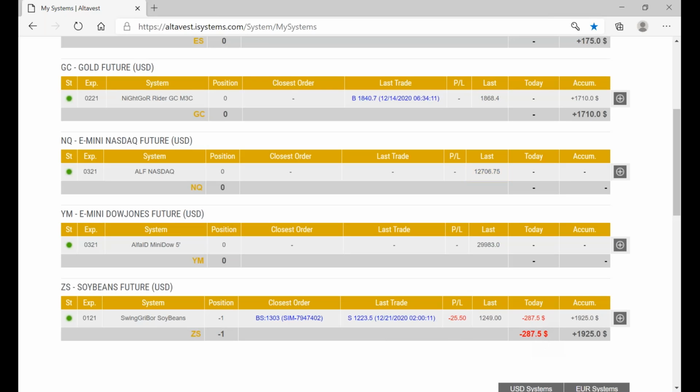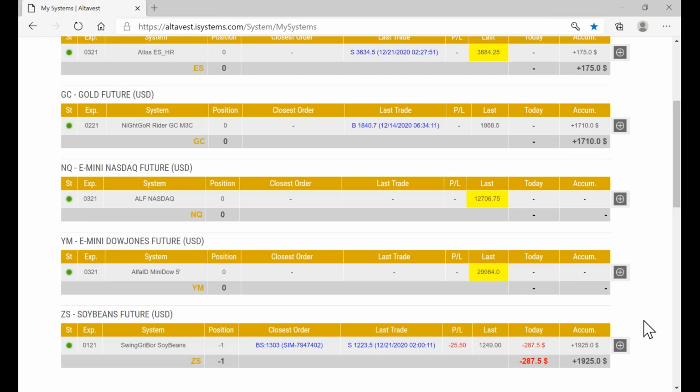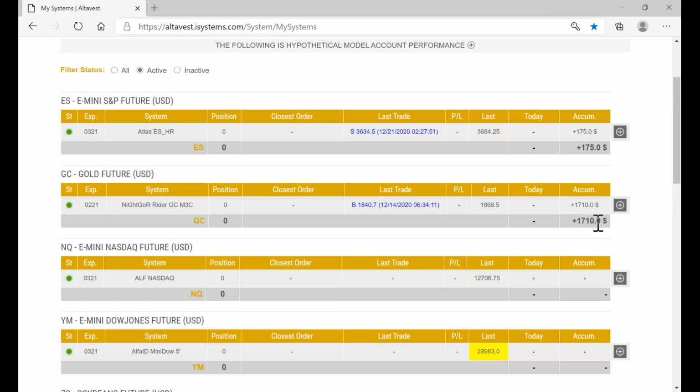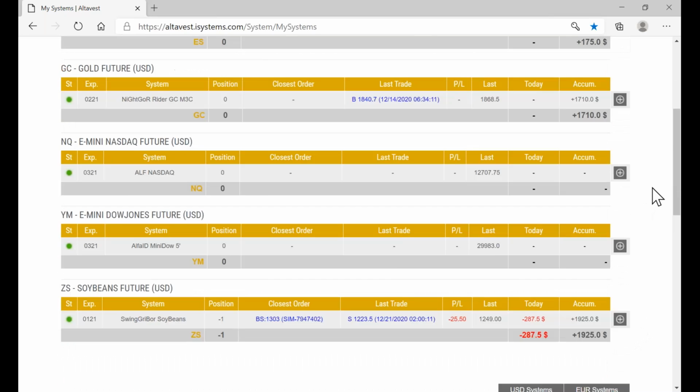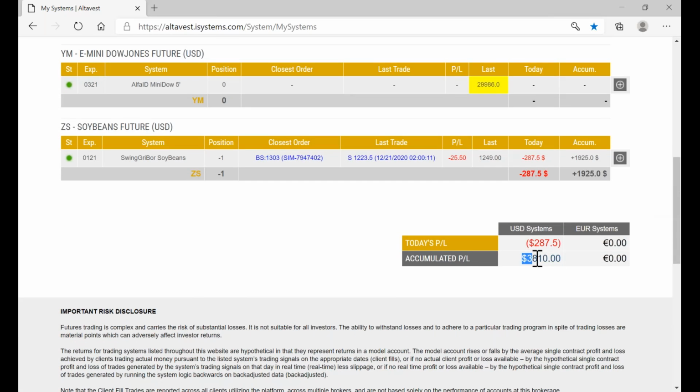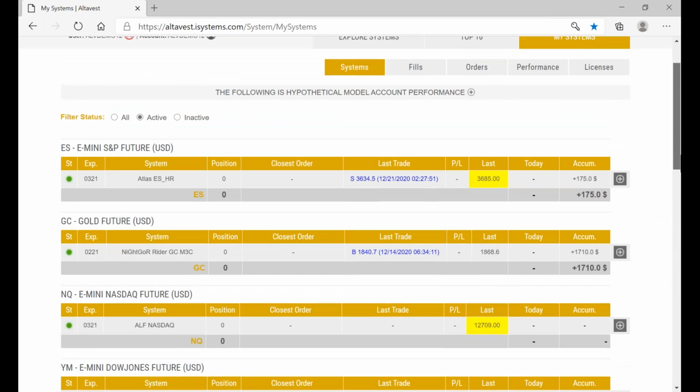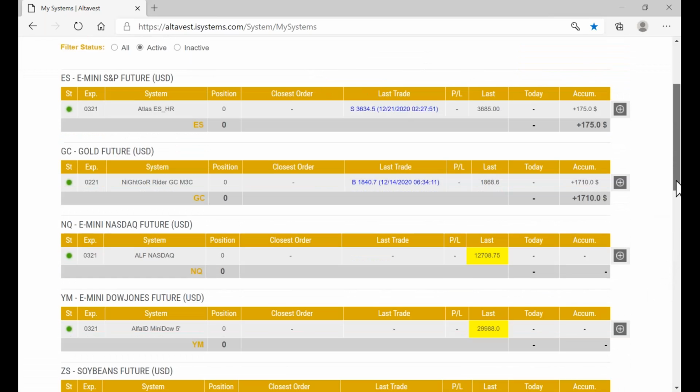And actually we're closed today. So that's going to have a loss for the day, and that's fine. You get to see that. The accumulated P&L, though, it's doing well, $1,900. And you can see accumulated here. This one is $1,700. This one's $175 since going live and activating these. And you can see the accumulated P&L on all these systems together. And then today's P&L is a loss there.